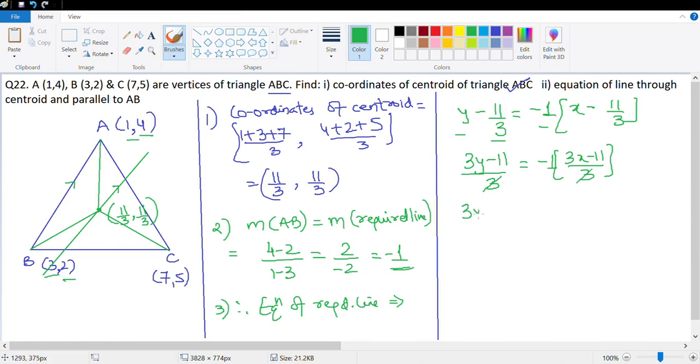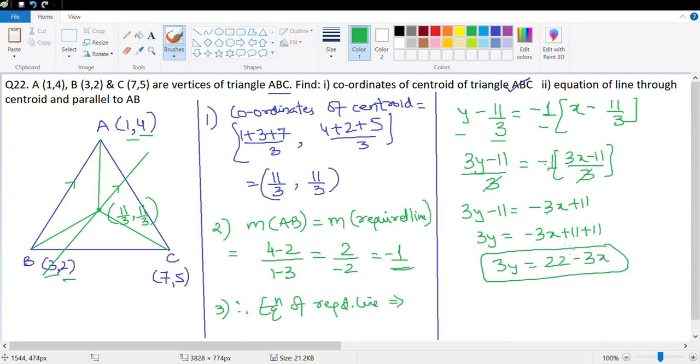What we are left with is 3y minus 11 is equal to negative 3x plus 11. I've just opened the bracket. -1 into 3x is negative 3x. -1 into negative 11 is plus 11. Let's take everything together. So this will be 3y is equal to negative 3x plus 11 plus 11, so 3y is equal to 22 minus 3x. So that's the equation of the required line. It passes through the centroid and is parallel to AB.